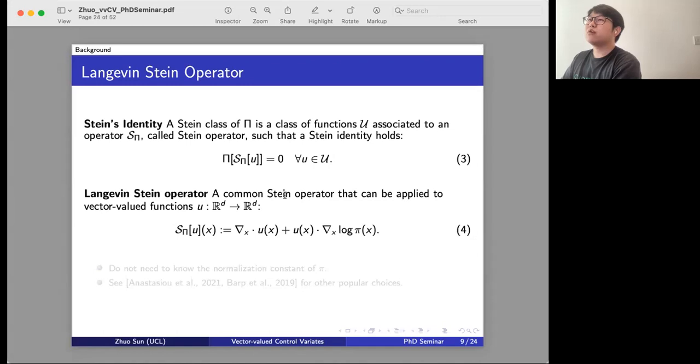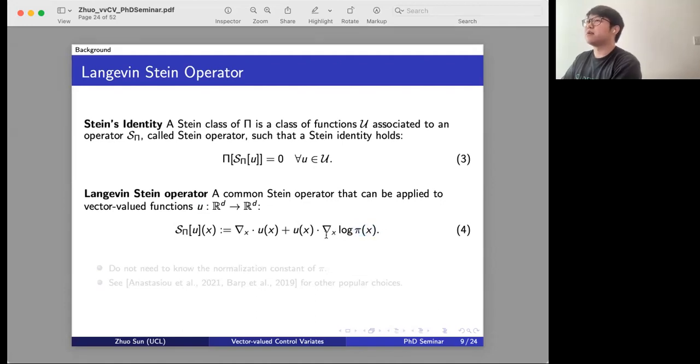One of the most commonly used Stein operators in the literature, perhaps, is the Langevin Stein operator. In this case, we have an R^d-valued function, a mapping from R^d to R^d, and the Langevin Stein operator has this kind of form. In this form, you can see that it is not necessary to know the normalizing constant of the target distribution pi.